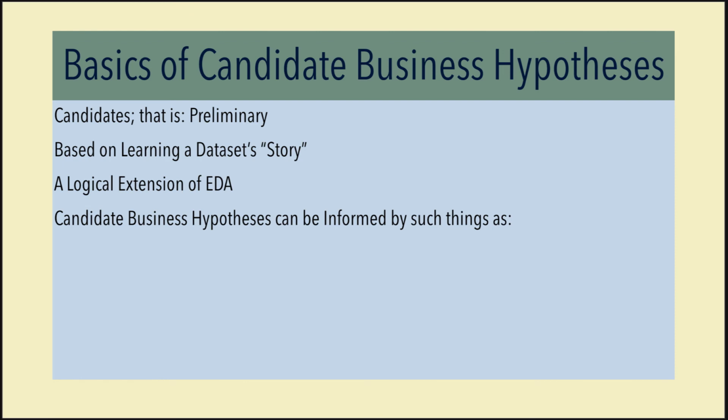Candidate business hypotheses can be informed by such things as trends and counter-trends. Notice, by the way, the importance of grouping and sorting, gaining an understanding of a trend or a counter-trend. Sometimes, but not always, outliers are extremely important, and other times they're not important at all. Both cases, though, require professional judgment to determine whether you want to include, exclude, ignore, what have you, outliers.